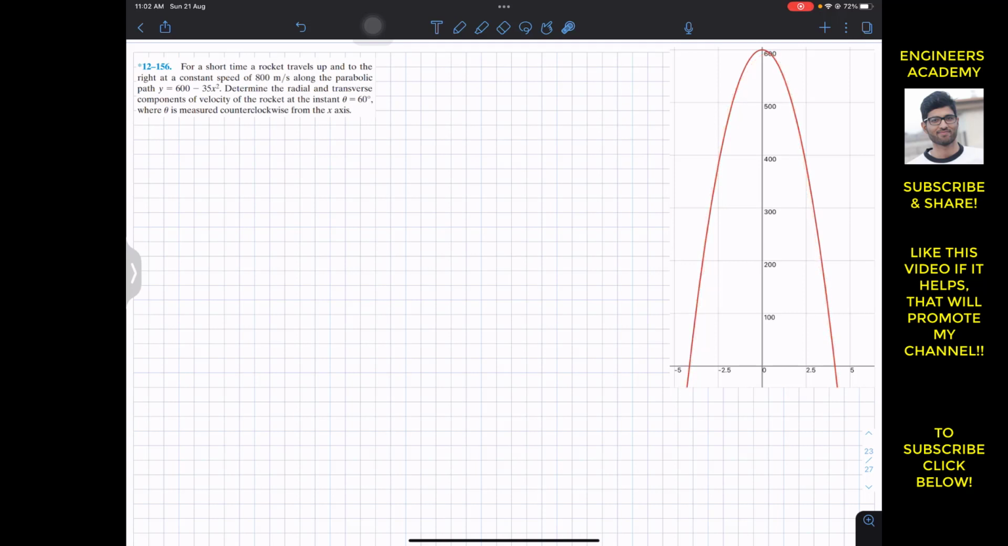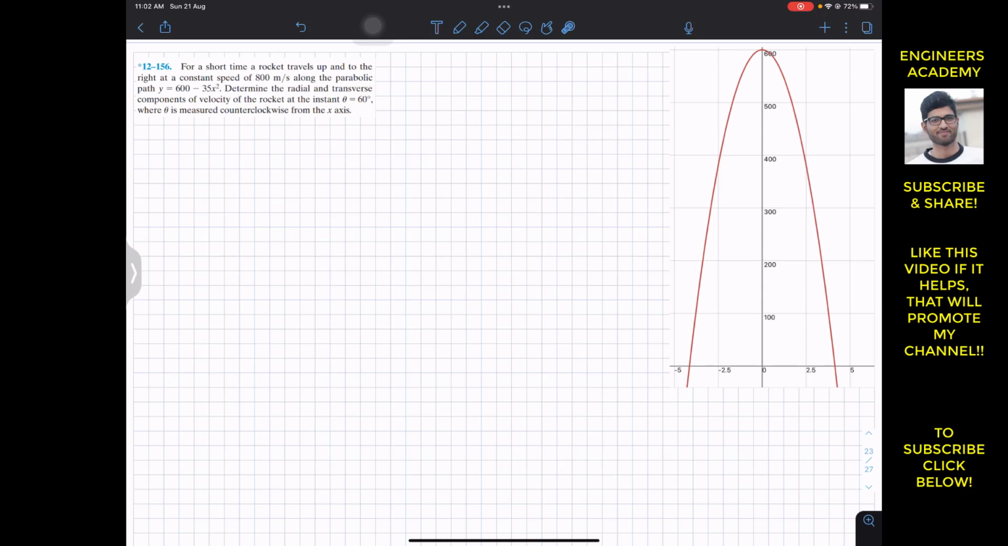This red line represents the parabolic curve along which the rocket is moving, right? So it is said to determine the radial and transverse components of velocity of the rocket at the instant when theta is equal to 60 degrees.